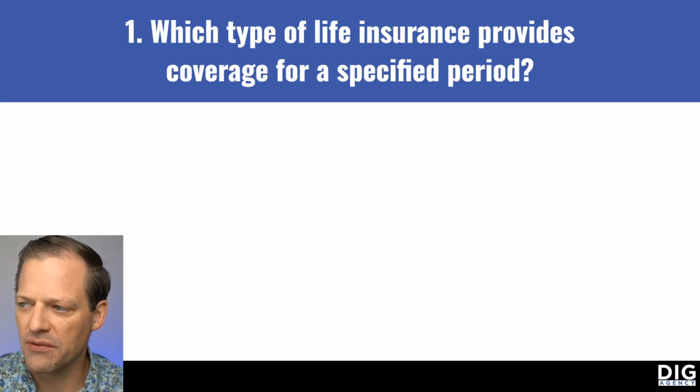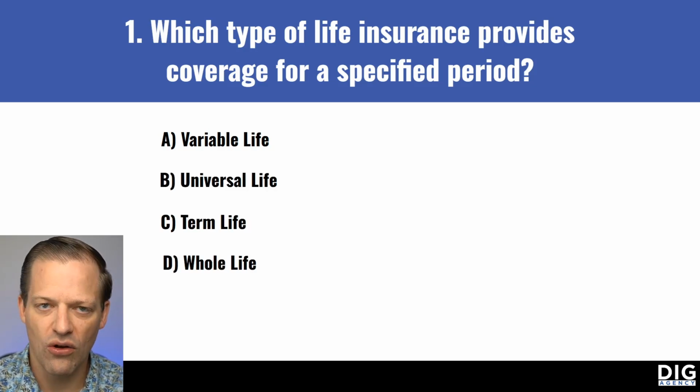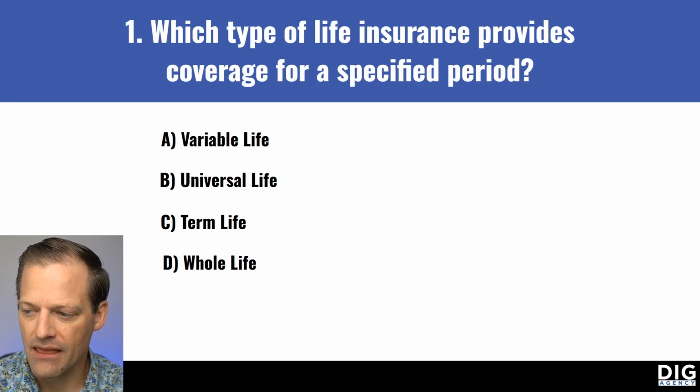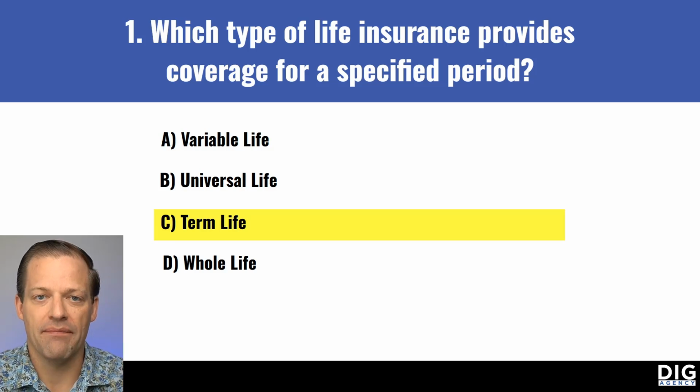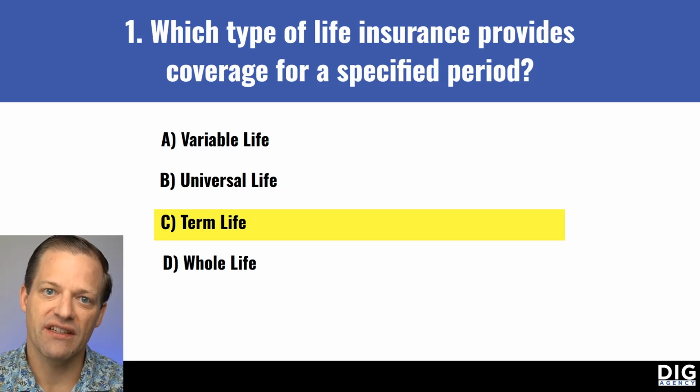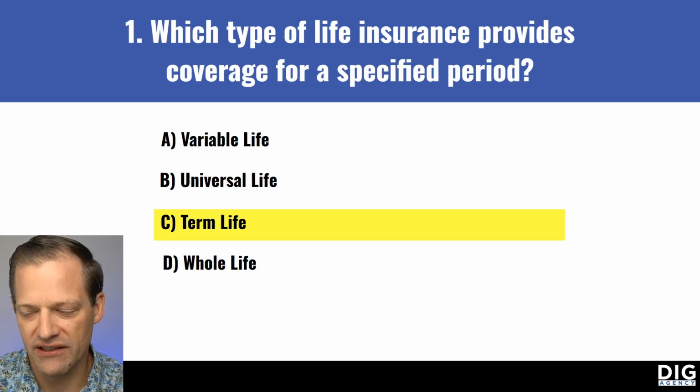Which type of life insurance provides coverage for a specified period? Is it A, variable life, B, universal life, C, term life, or D, whole life? Well, the answer is term life. And the best way to think about this is that term is for a term of time. So you think about the terms and conditions, right? So typically a term is for a specific period of time.